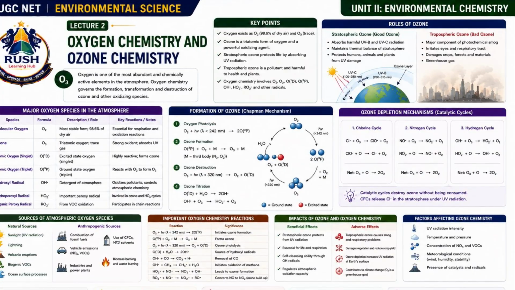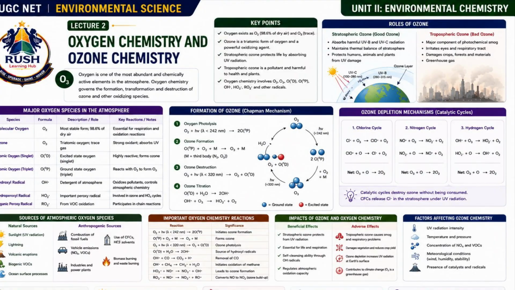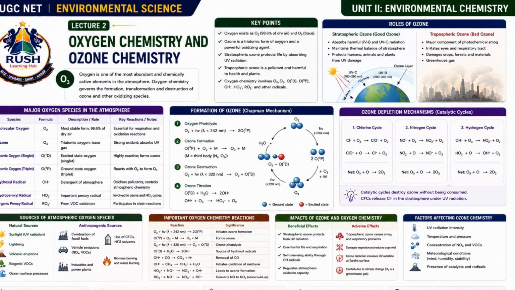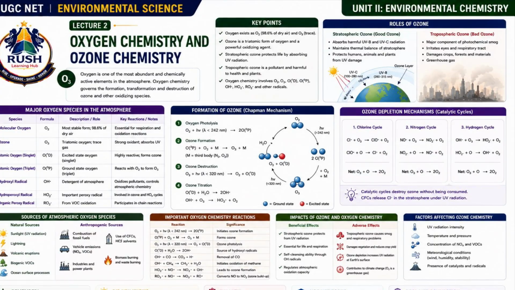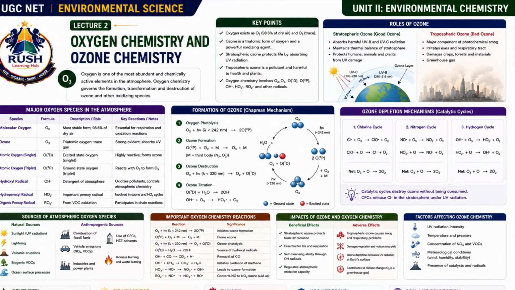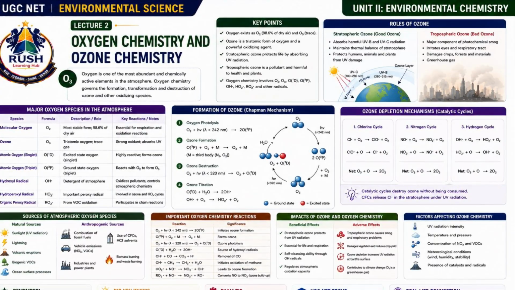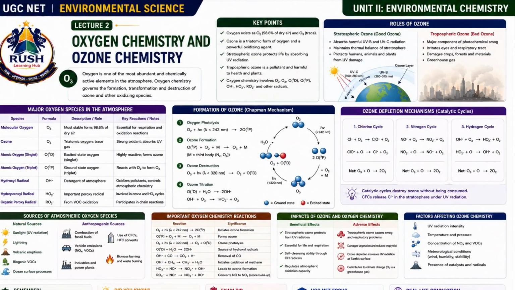Hydroxyl radicals are known as the detergent of the atmosphere. CFCs release chlorine radicals that destroy ozone through catalytic cycles. Ozone depletion increases the amount of ultraviolet radiation reaching Earth's surface.